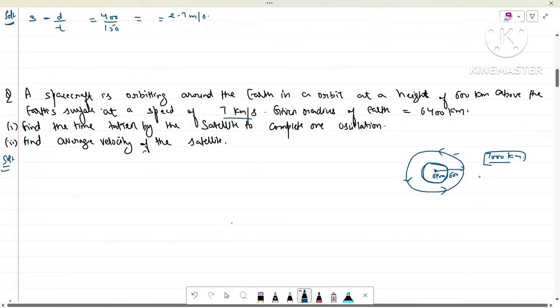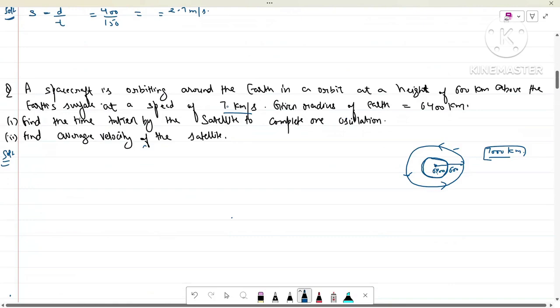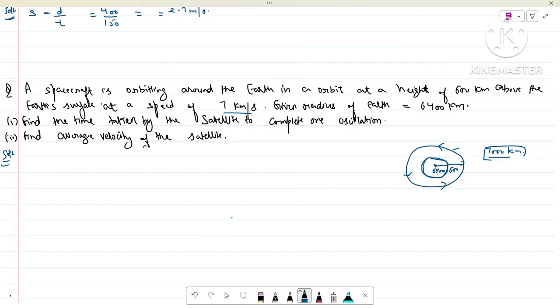One more question we will solve. A spacecraft is orbiting around the Earth in an orbit at a height of 600 km above the Earth's surface at a speed of 7 km per second. Given the radius of Earth is 6400 km, find the time taken by the satellite to complete one revolution.